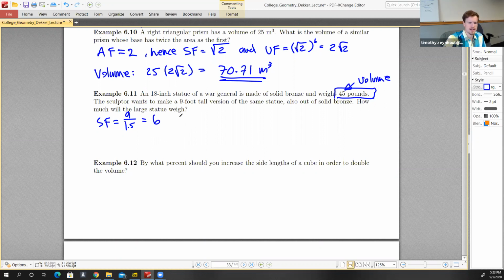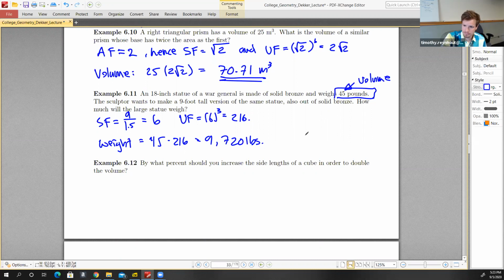Excellent. So that gives us a volume factor of 6 cubed, or 216. So then the weight would be equal to 45 times 216, right? Weight times the volume factor, and this would be equal to 9,720 pounds. Heavy. That 9-foot statue would be heavy.